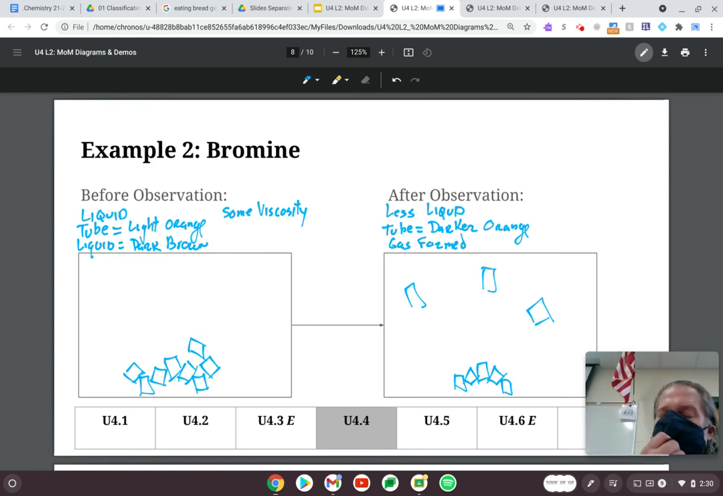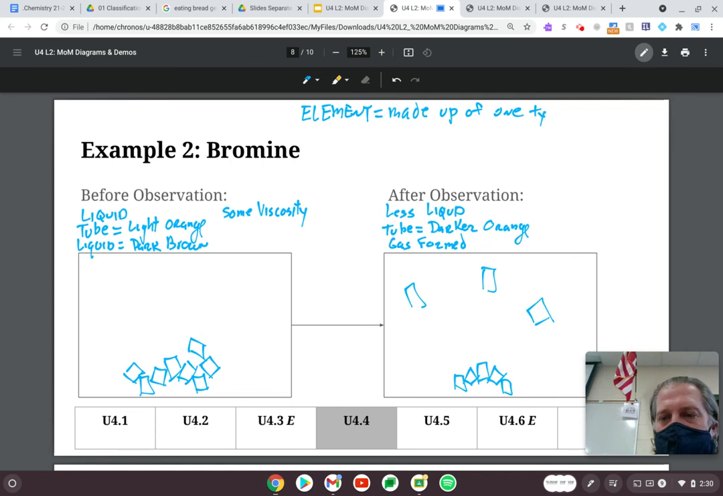So is this an element or a compound? Agreed, it's an element. It's an element because it's made up of one type of atom, and bromine can be found on the periodic table.